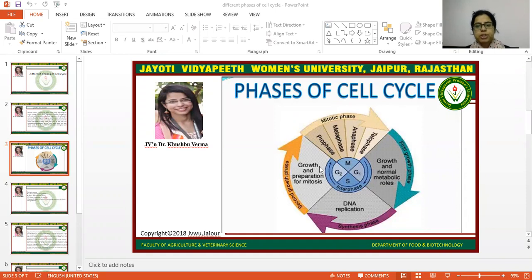After successful completion of the G2 phase, the cell undergoes the mitotic phase, which is actually the cell division phase. This mitotic phase has four major phases: prophase, metaphase, anaphase, and telophase. After the completion of this mitotic phase, the cell can divide and create its daughter cells.